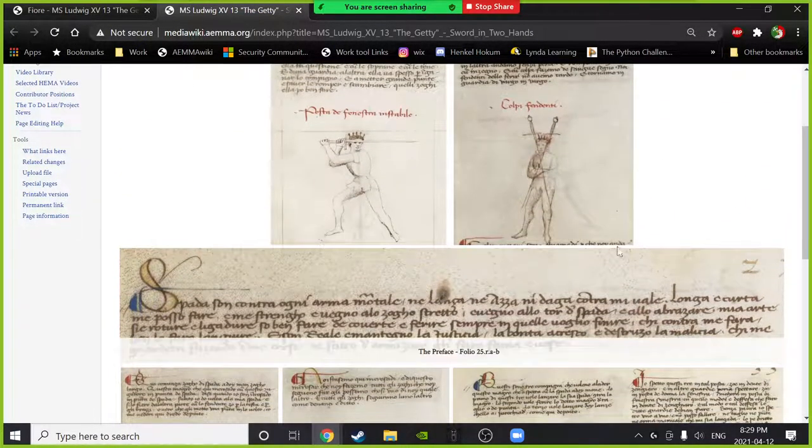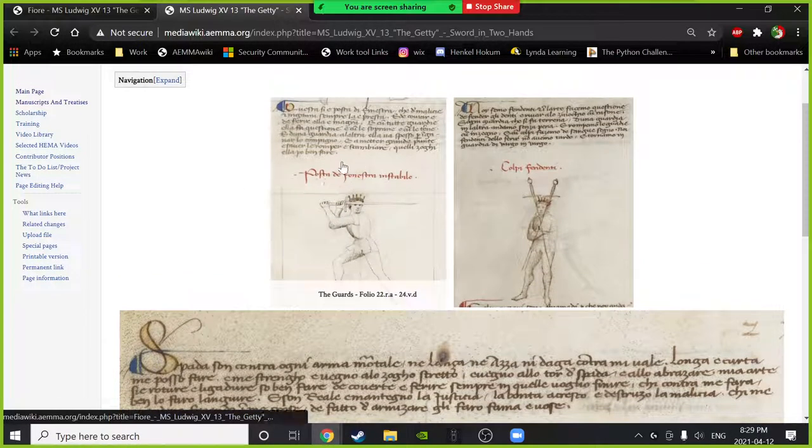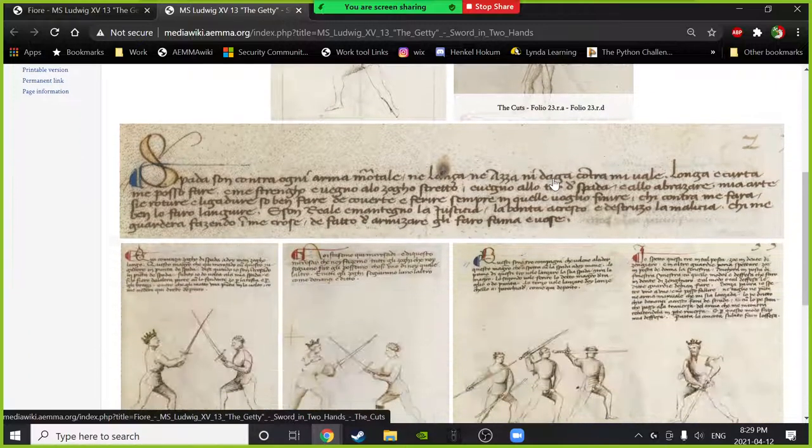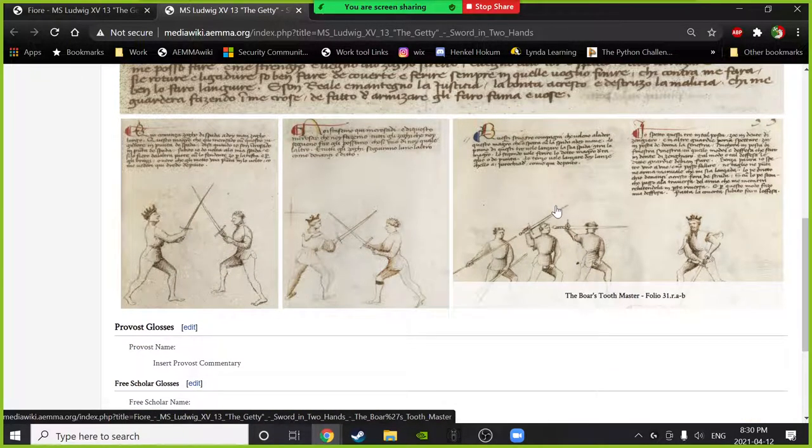As I have envisioned it here, or sort of defined it, the sword in two hands section begins with the guards, the first six, and then the next 12. Then we have the cuts, then we have a preface section, and then we have Largo, Stretto, and then a final master.